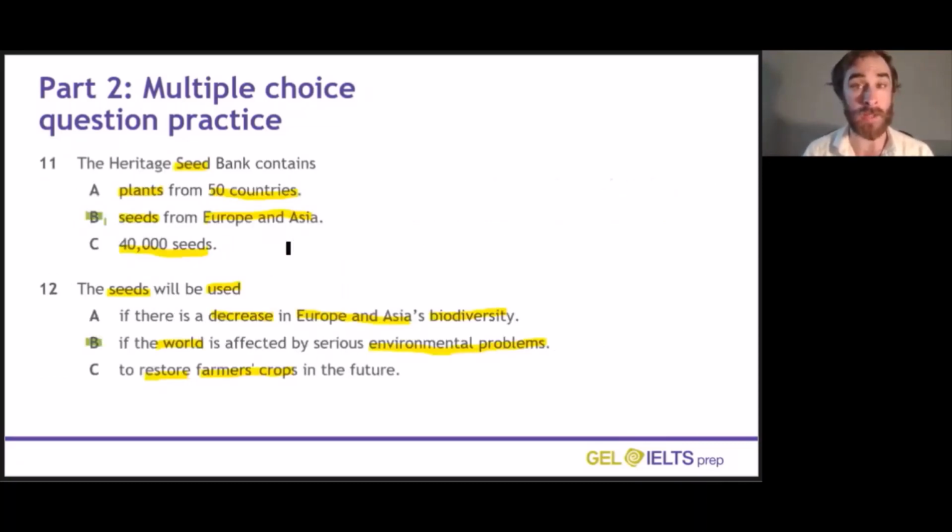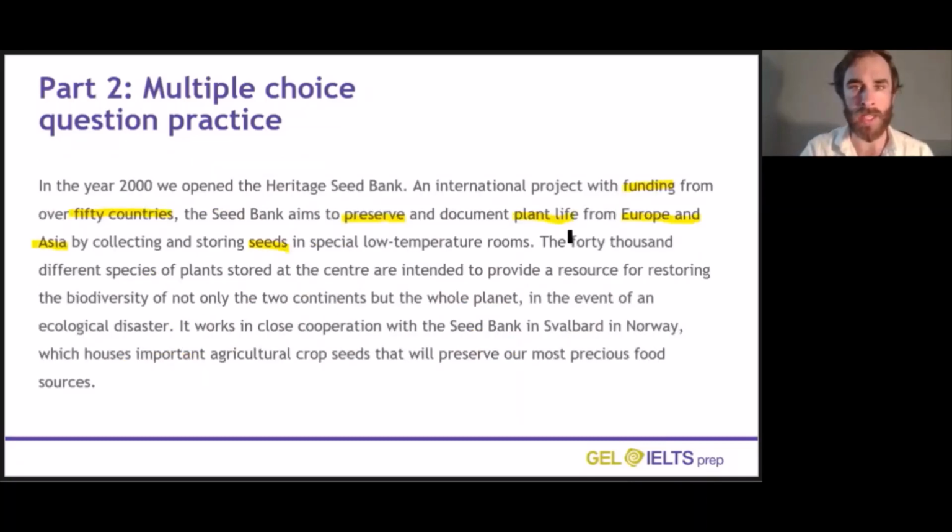And 40,000 seeds was option C. 40,000 seeds. Well, we see here 40,000 different species of plants. So it doesn't actually talk about 40,000 seeds, but rather different species. So this could be many more seeds than 40,000.